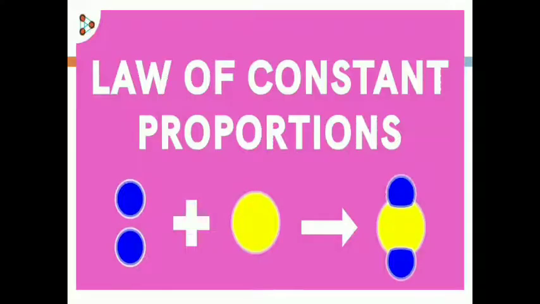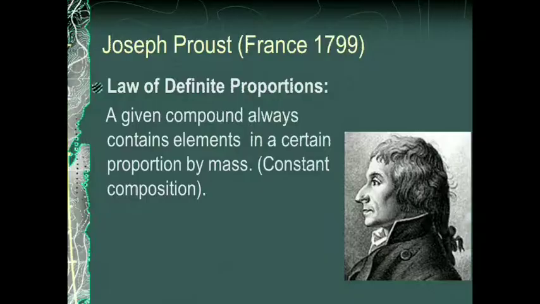Now we'll come to the next, the law of constant proportion, also known as the law of definite proportions. Joseph Proust proposed this law based on certain experimental observations by him. This law says that any given compound always contains the same elements, present in a particular proportion by mass, meaning a particular fixed ratio by mass. That is why it is called constant composition.